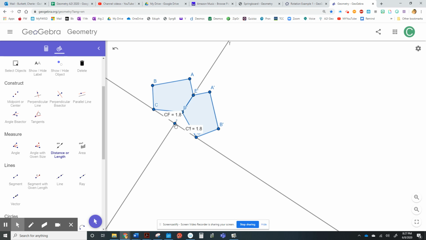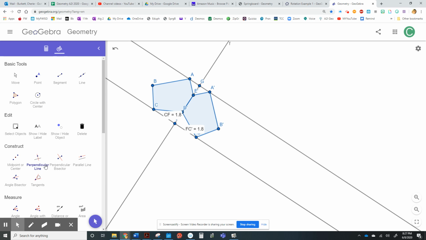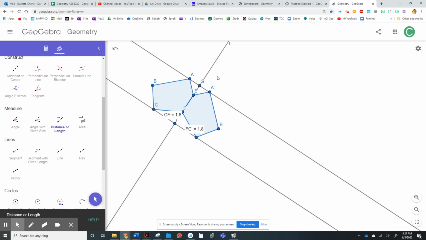So fine, I'm going to do the same distance again. I want to do this point right here to this point right here, and it named it F to C prime is 1.8. So, and you can see right here, let me do a perpendicular line to this one. Okay, and then I'm going to slide it over. There we go. And now measure the distance from A to G is 0.9, and from A prime to G is also 0.9.